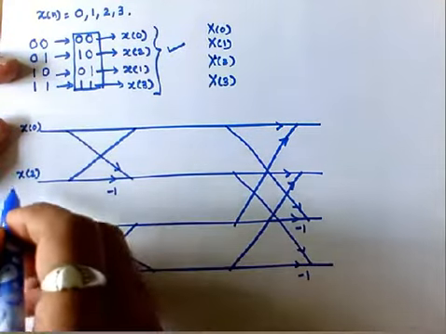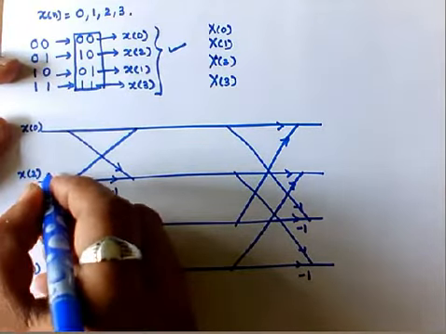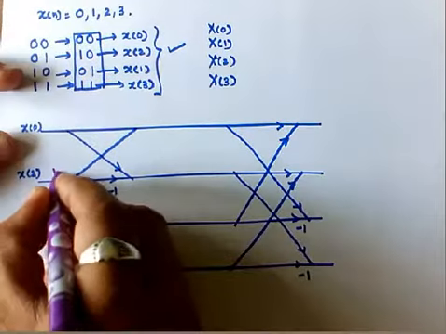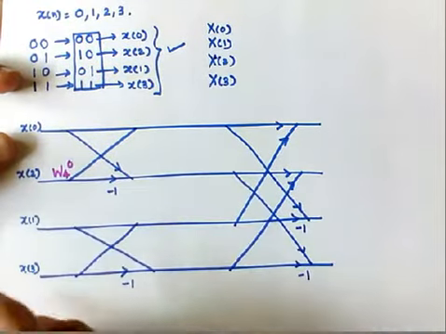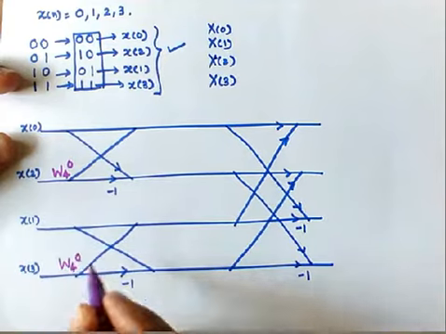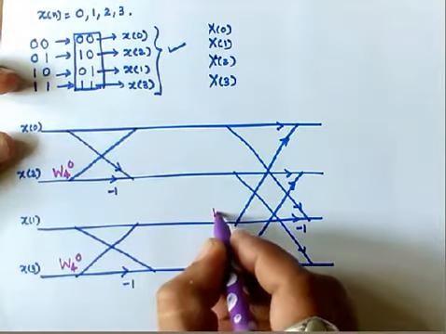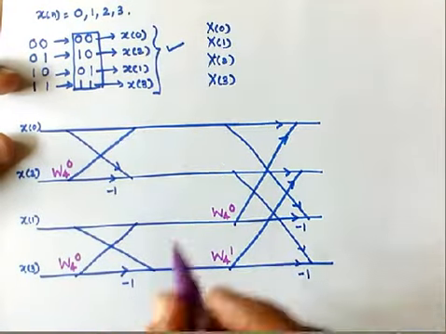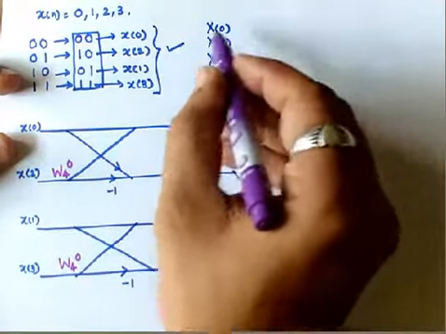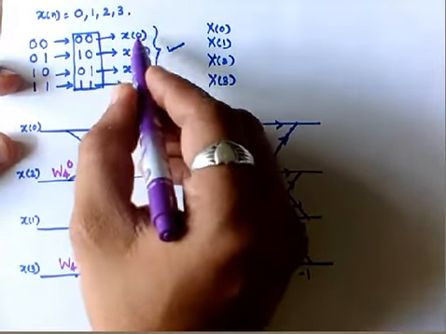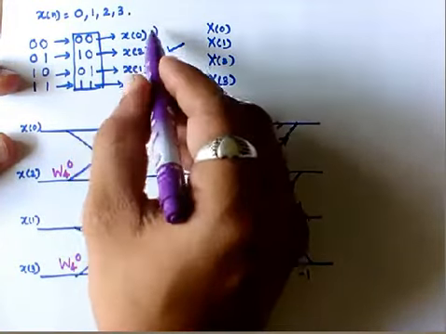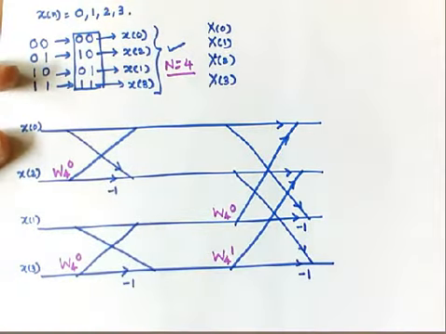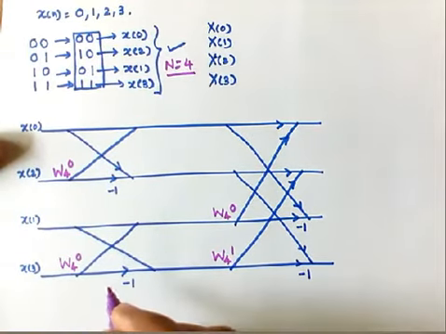Now let's apply these input values, and this value is nothing but W40. So at this point we will have W40, this is W40, and this is W41. Since the total number of samples is 4, with 0, then 2, 1, 3, capital N will be equal to 4. Now let's proceed to calculate it.